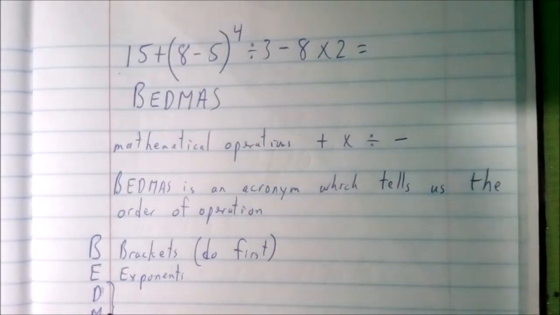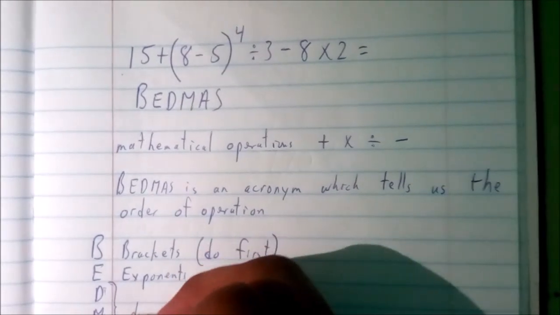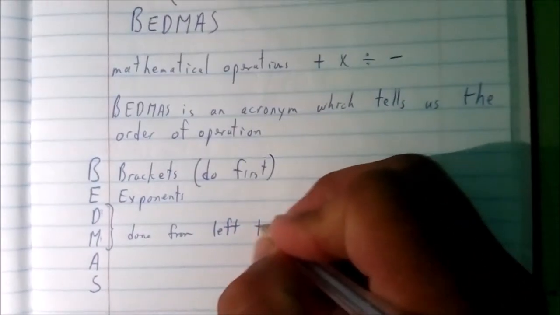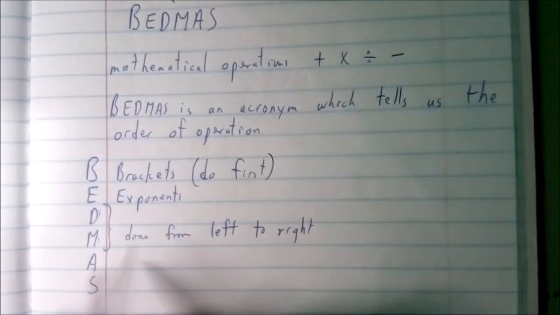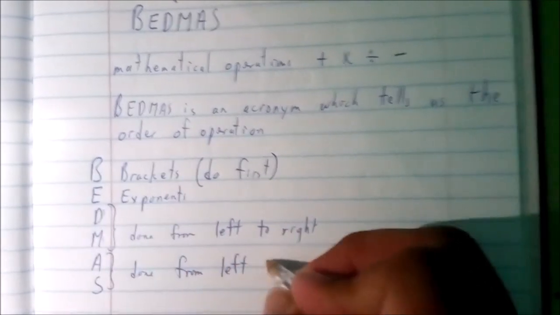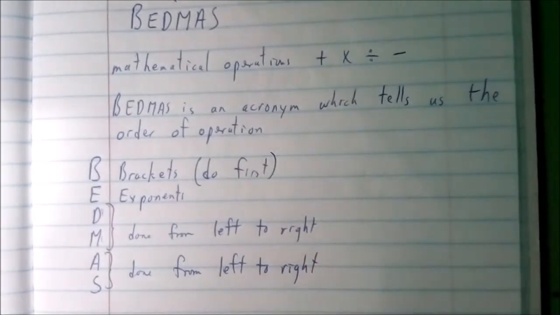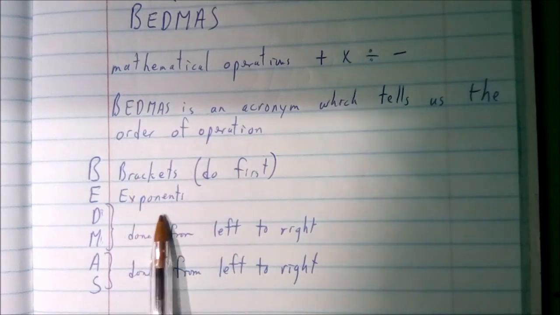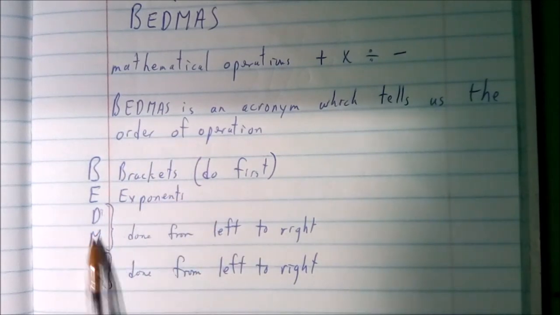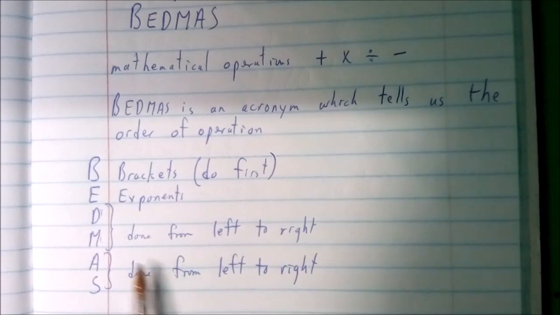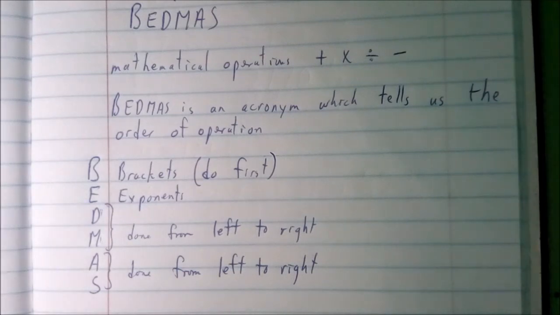Now, the multiplication and division must be done from left to right. The addition and subtraction must be done from left to right. Now note carefully, anything that is within brackets first is to be worked, then anything that has an exponent, then anything that deals with division and multiplication, but you must work them from your left hand side towards your right hand side, and then anything that is left with addition and subtraction, you do it afterwards from left to right. So let's see how this works with this particular problem.